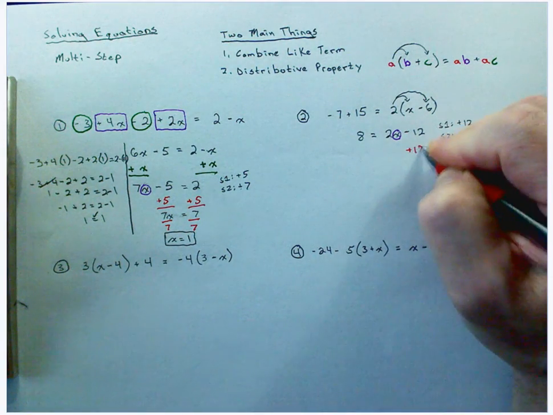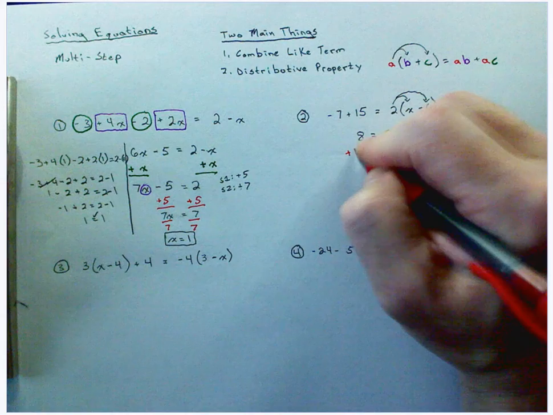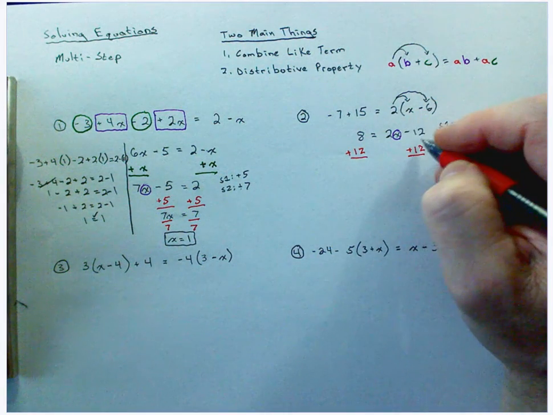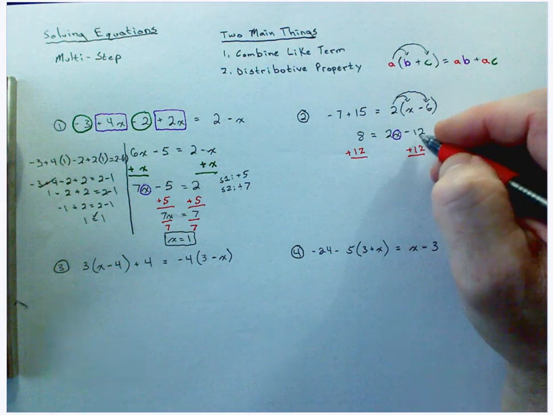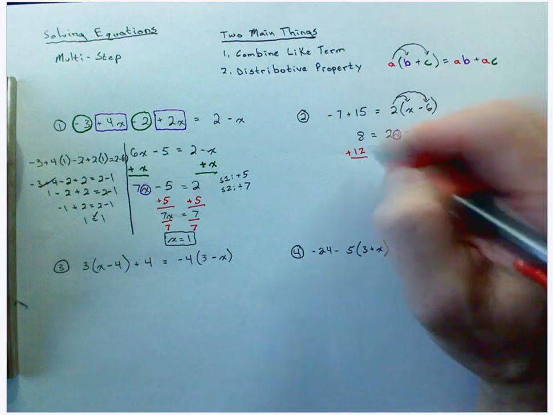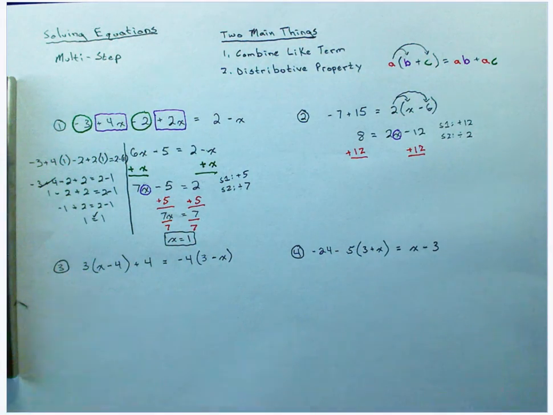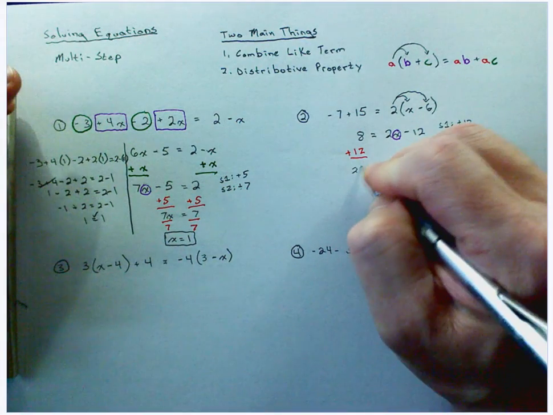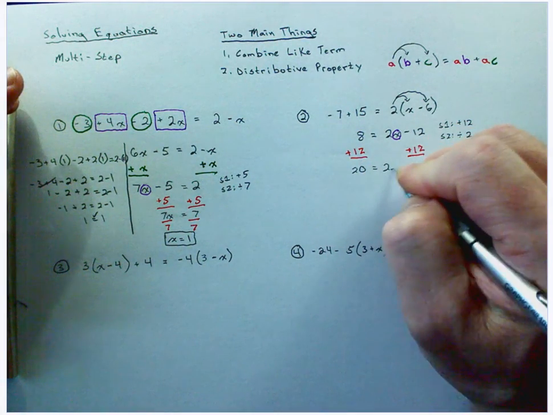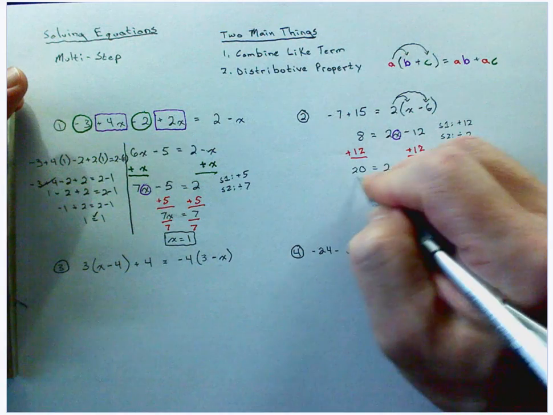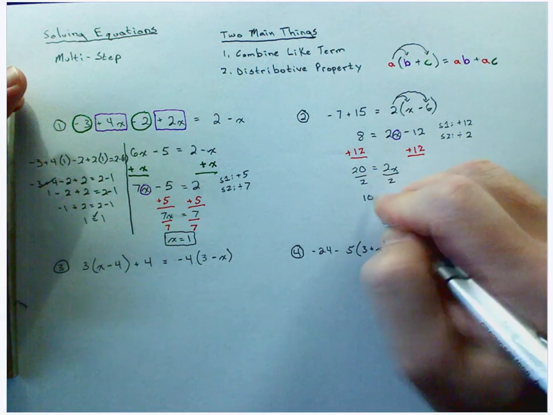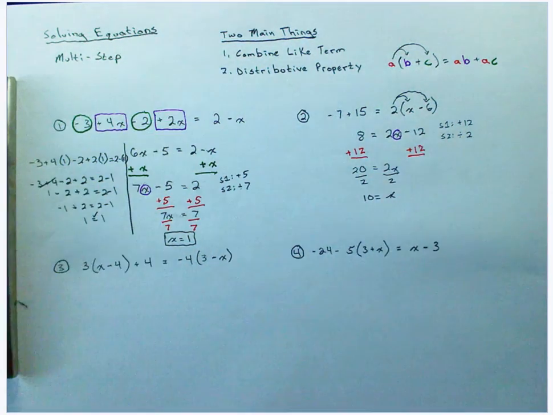So add 12. If I do it to one side, I must do it to the other. And really what this means, I'm not just canceling 12 out. I took 12 away from this side, but I'm putting it back over on this side. And that leaves me with 20 equals 2x. Divide both sides by 2. I get 10 equals x.